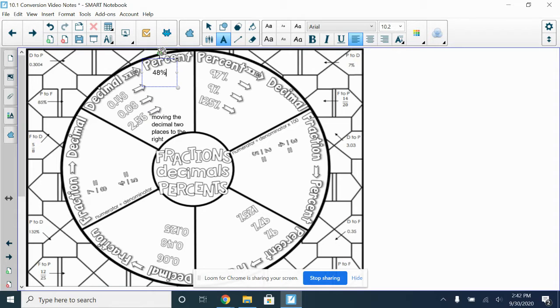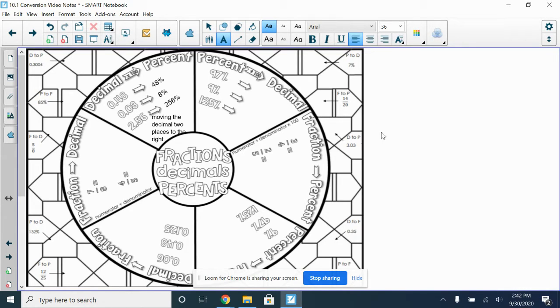So we have 48%. Let me get real small and neat. I'm going to put it right here where it goes. And then we have 8%, and then we have 256%. We worked those out, but now they're there where they belong. So we moved the decimal 2 places to the right.